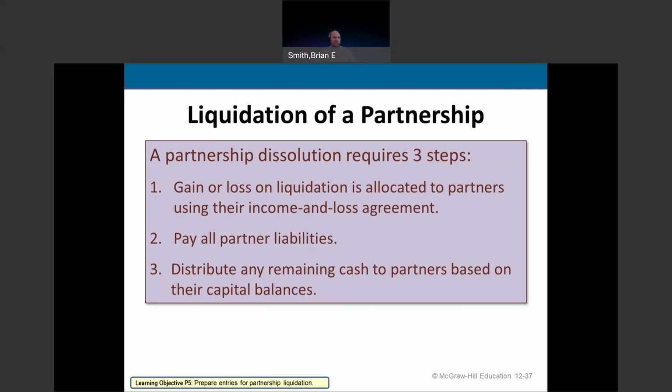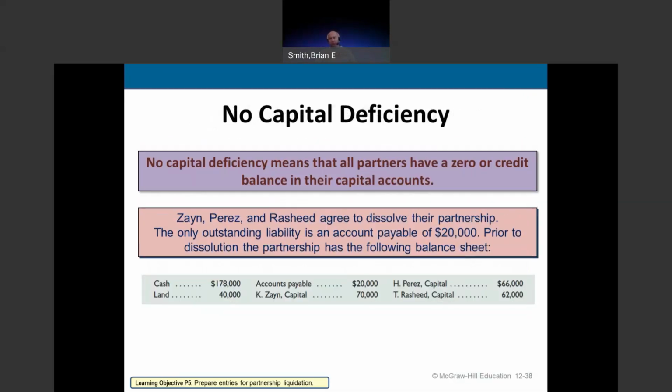But here we're going to say it's based on their capital balances. If there's liabilities left over, like you didn't have enough assets, then the partners are going to have to owe the partnership to pay out and finish paying off the liabilities. Because remember, while there might be some limited liabilities, these individuals are still a flow-through entity, and depending on the type of partnership, they can have their personal assets seized.